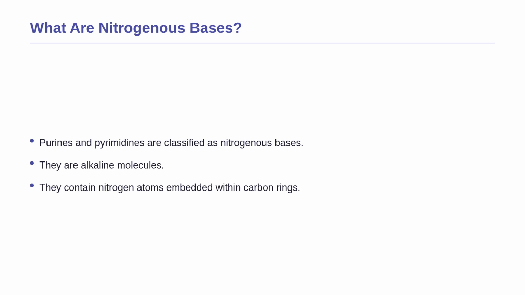To begin our journey, we must first understand what these molecules actually are. In biochemistry, purines and pyrimidines are classified as nitrogenous bases. This simply means they are alkaline molecules that feature nitrogen atoms embedded directly within their carbon rings. These specific ring structures are incredibly important as they form the very foundation of how our cells store and transmit information. Without this unique chemical arrangement, the complex biological systems that sustain life would not be able to function properly.